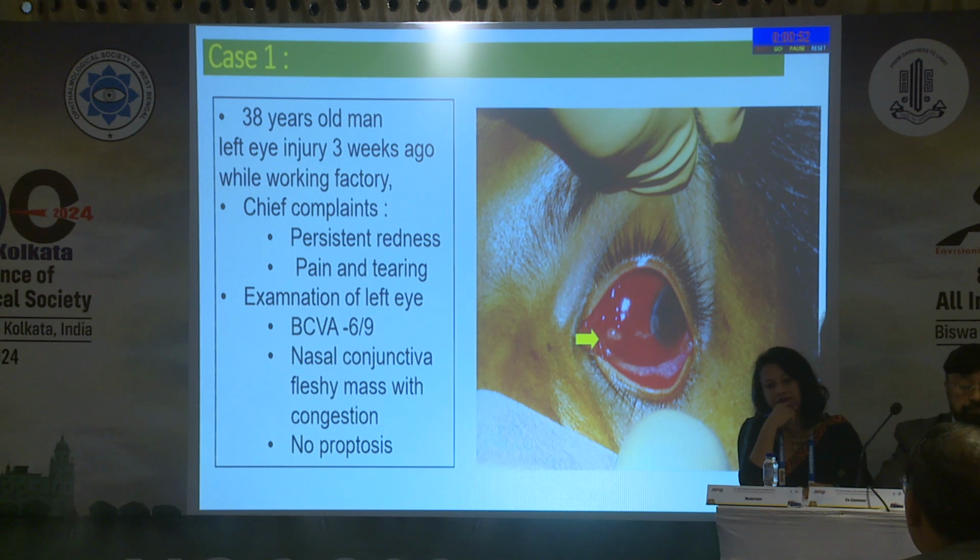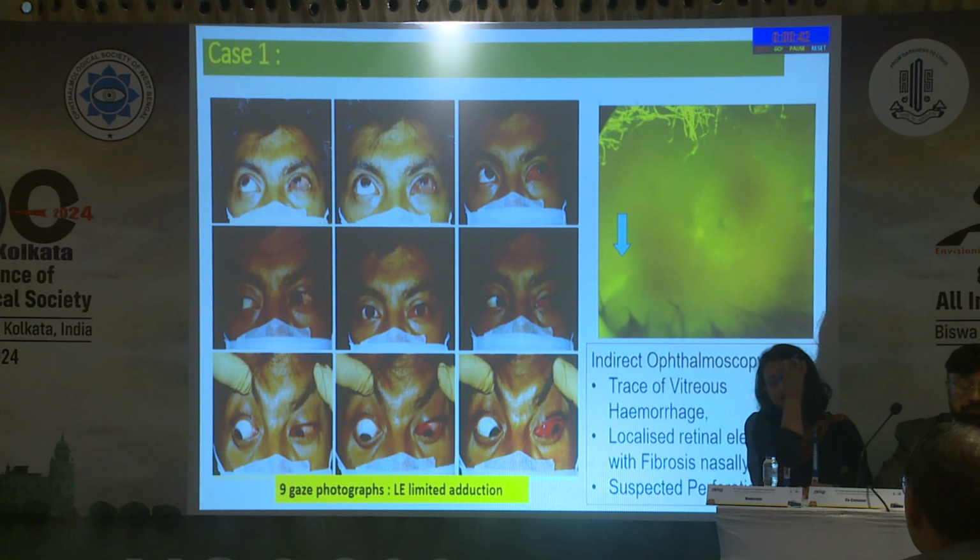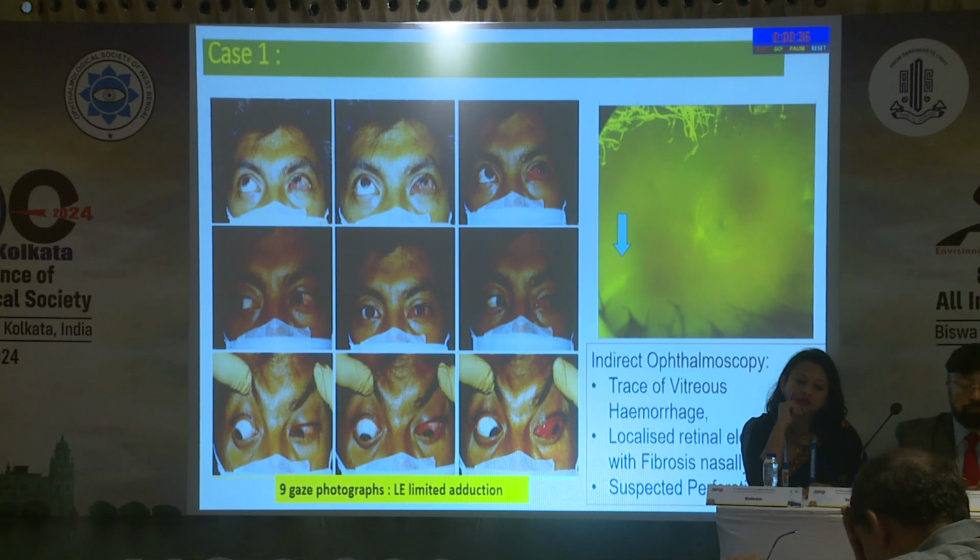This is a 30-year-old gentleman presented with left eye injury 3 weeks ago while working in a factory. Chief complaint was persistent redness. His best corrected vision was 6/9. There was a fleshy mass with congestion. In the ocular movement, the left eye has a limited adduction, and in the OCT scan you can see some streaks of vitreous hemorrhage, localized retinal elevation, suspected perforation.